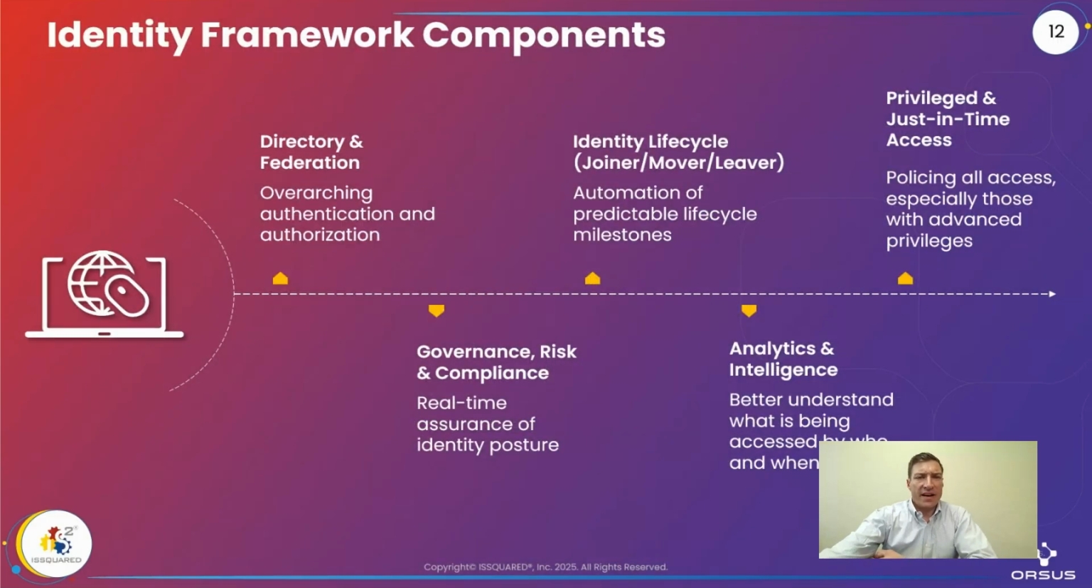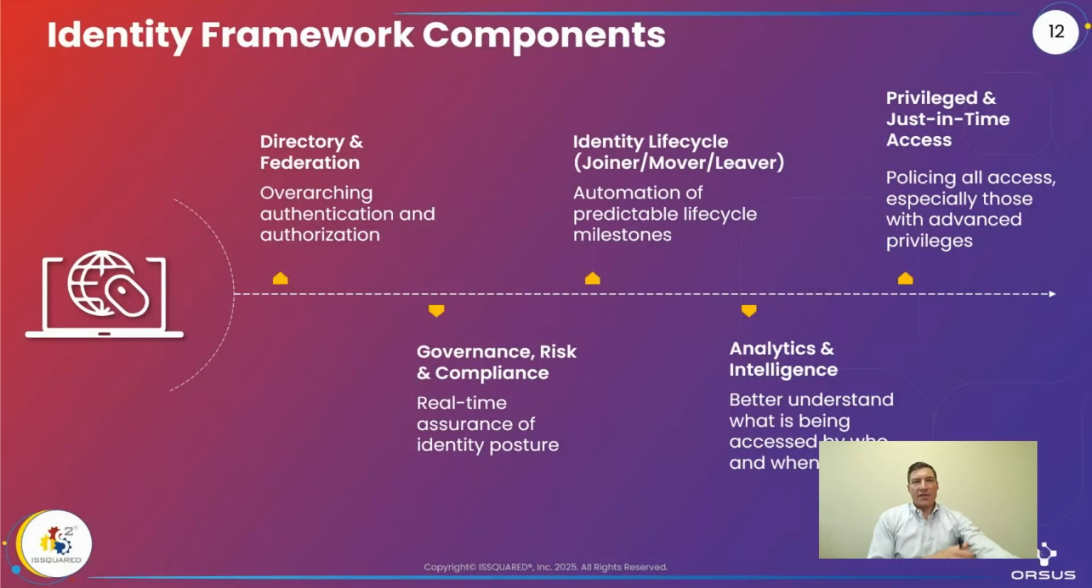Now, the idea of an identity framework has a multitude of components. Here we see on the screen the idea of directory and federation, where overarching authentication and authorization yield access to applications when out in the field. The identity lifecycle joiner, mover, leaver workflows, where we automate the predictable lifecycle milestones of these users. We have privileged just-in-time access, where policing all access, especially those with privileged access and privileged policies, is very critical to allowing them to do their job as administrators, but making sure that the access isn't always open and available.